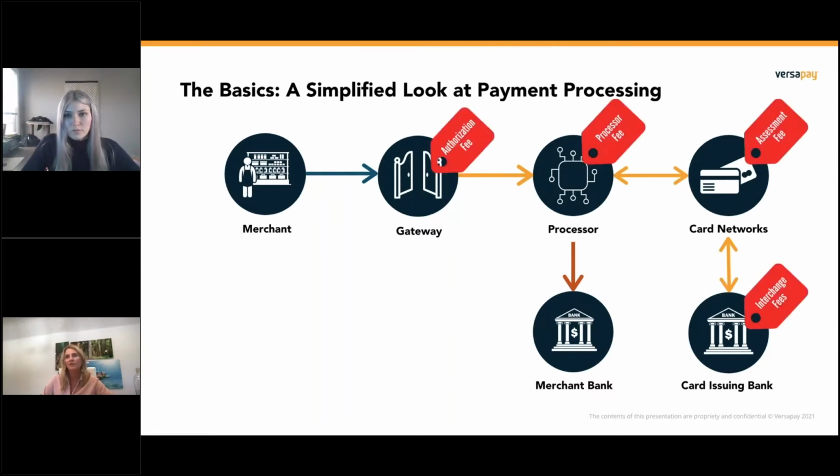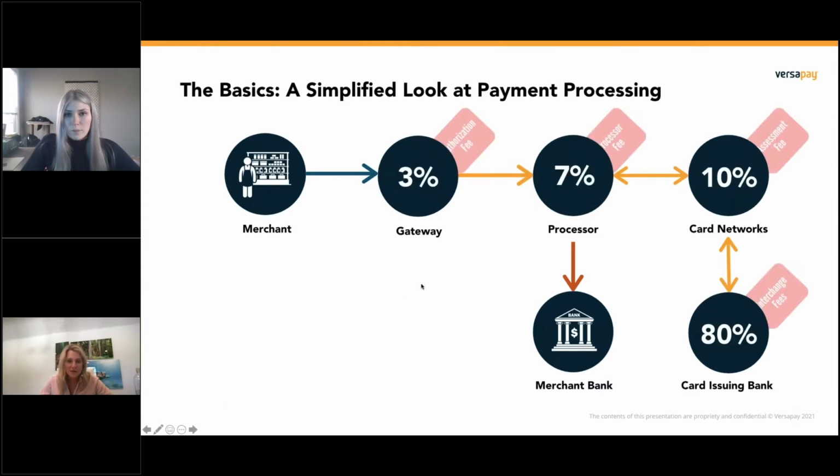So now that we know who all the players are, let's see who gets paid along the way. So here's you as the merchant. The first thing that happens is there's an authorization fee that sits at the gateway. And then the processor, Versapay, takes their transaction fees. And then you have the assessment fees that the card networks take. So your Visa, MasterCard, Amex, and Discover, they have inherent fees in there, kind of like a toll booth is how I like to think of them. And then it goes out to the issuing bank. And those are anybody you can think of that it's an issuer out there in the market. So all the different card brands that come into your establishment, those are all the issuing banks.